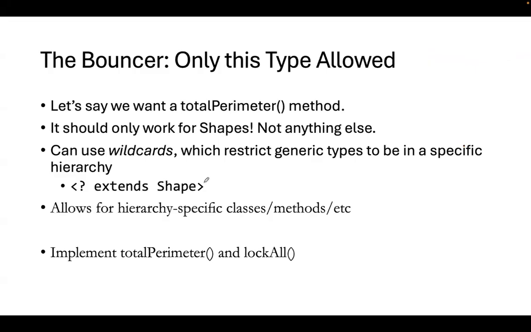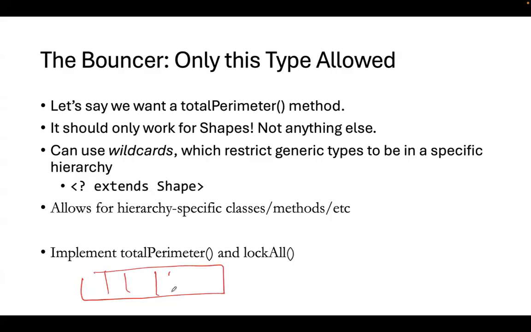We can also restrict these generic types to be part of a specific hierarchy. So let's say we are writing some method that calculates the perimeter for a list of shapes, right? So if I have my list of shapes and I have a number, then I look at the first one and I ask, what's the total perimeter? And I add that number here. Then I look at the second and I ask, what's the total perimeter there? And I add that to my variable and so on.